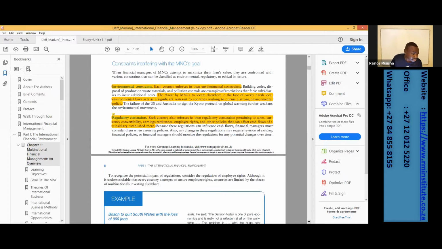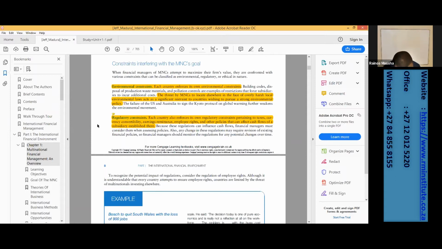And you see that in some cases, multinational companies actually move away from certain countries because of the environmental constraints, as they are going to be forced to rehabilitate the environment in which they are operating. The next one is regulatory constraints. And here they say each country also enforces its own regulatory constraints pertaining to taxes, currency convertibility, earnings remittance, employee rights, and other policies that can affect cash flow of the subsidiary established there.